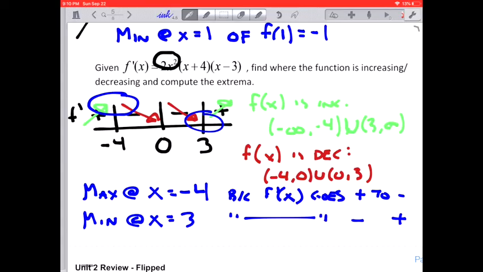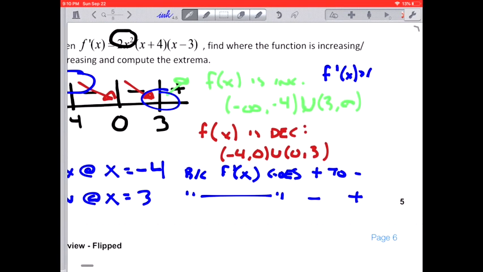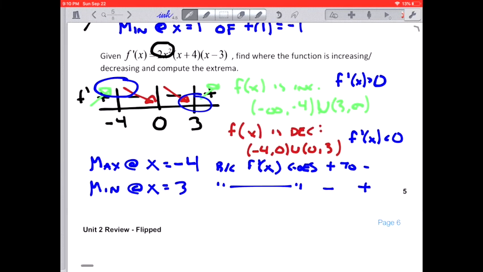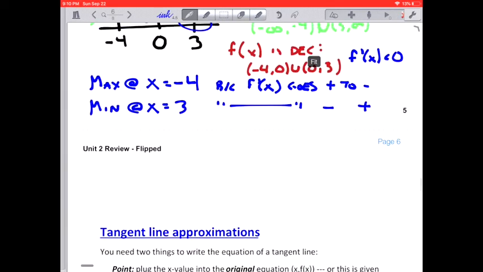I would say it's increasing because the derivative was greater than 0. And I would say it's decreasing because the derivative is less than 0. So increasing, decreasing, I look at if the derivative is positive or negative. Maxes and mins, I make sure that the sign of the derivative is changing appropriately.